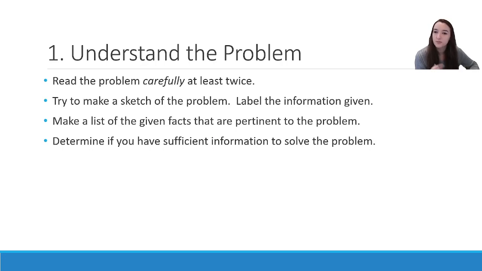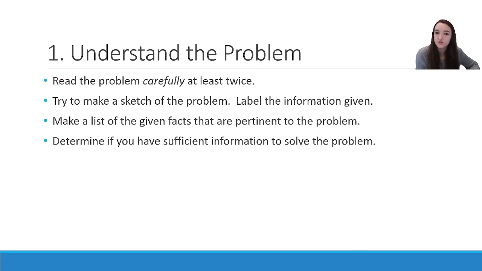First, understanding the problem. How do we truly understand a problem? We should always start with this. We, of course, would want to read the problem carefully, and we want to read it more than once so that we can make sure that we are internalizing everything that the problem is asking. Trying to make some sort of sketch of the problem and labeling that sketch can be very helpful in directing us towards what we need to do, especially in a geometric type problem.